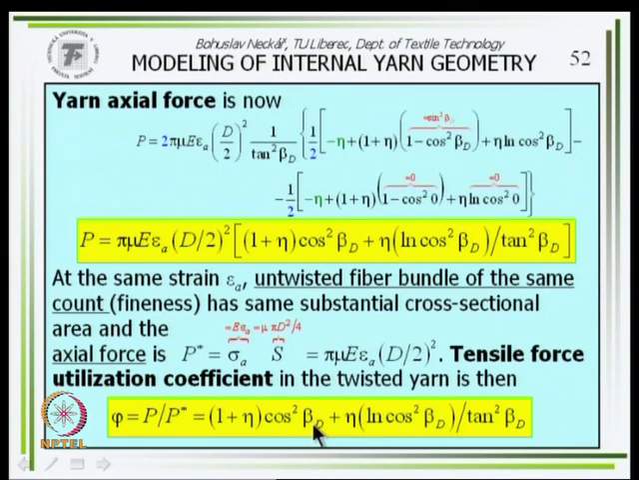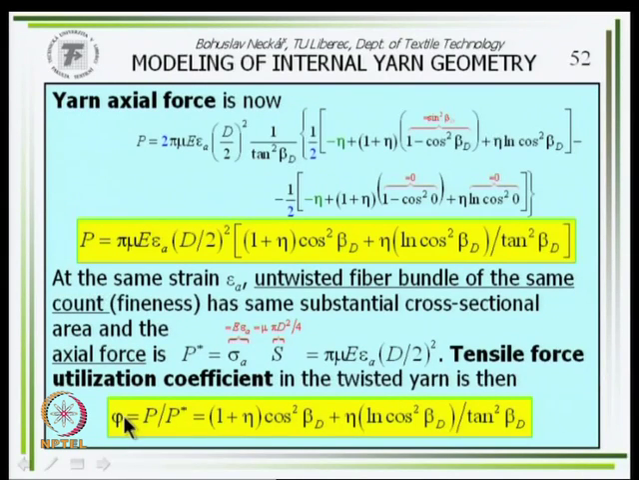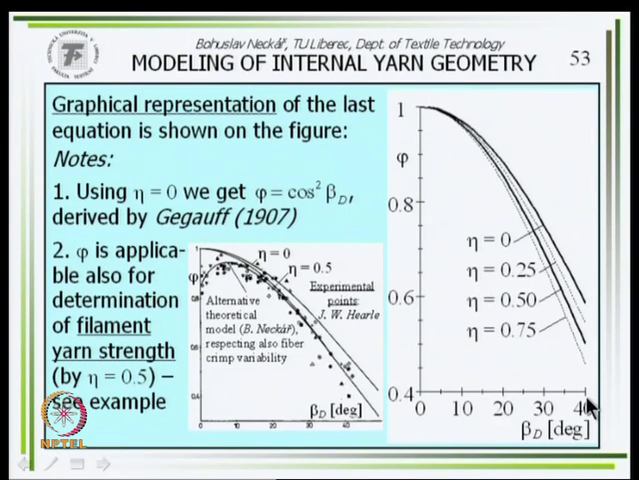Well, how is it theoretically, and how is the comparison with some experiments? This is the utilization coefficient, phi. It's called phi here. It is based on the angle beta D, the peripheral angle, yeah? And also the role is played by eta, the contraction ratio. This is angle beta D. This is our utilization coefficient. And there are functions for different values of eta.